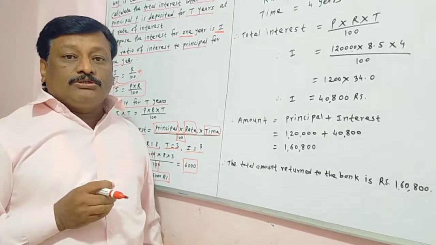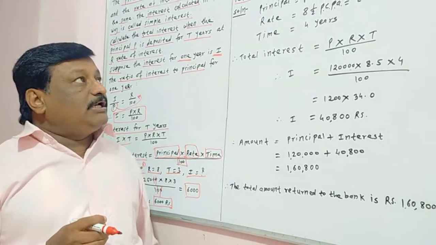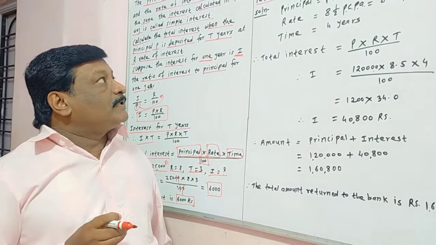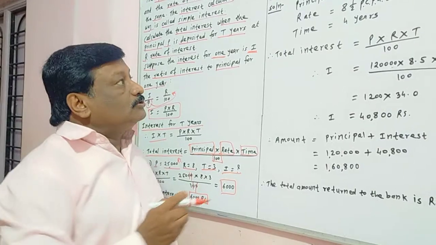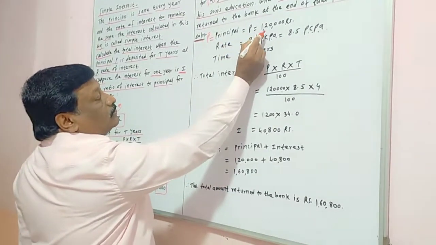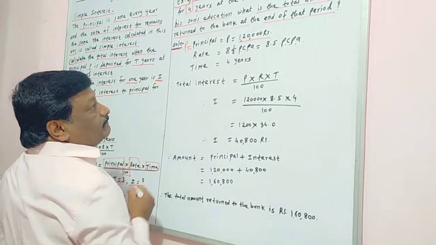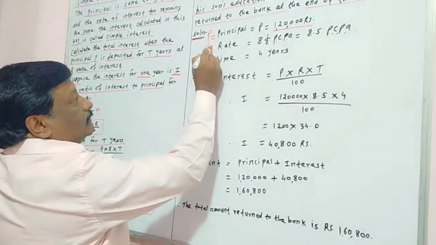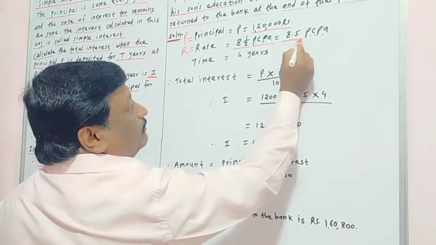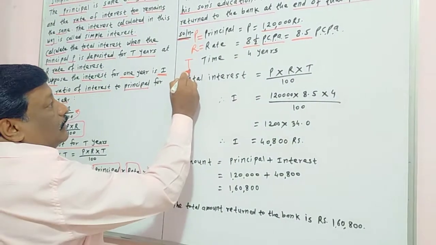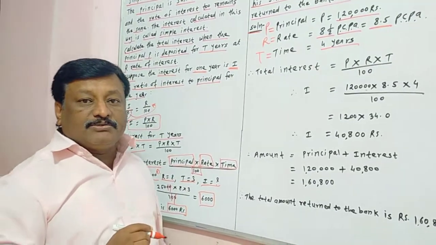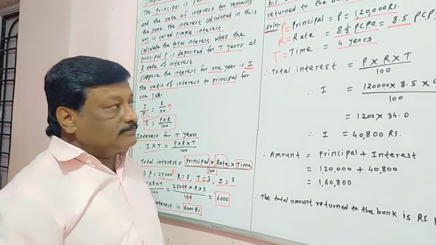Now here the borrowed amount, which is called principal, is 1,20,000. Rate of interest is 8.5 PCPA. Total period is 4 years. So, solution: principal P equal to 1,20,000 rupees, rate R equal to 8.5 PCPA, time T is equal to 4 years. By using this, first we will find simple interest and then we will find the amount.